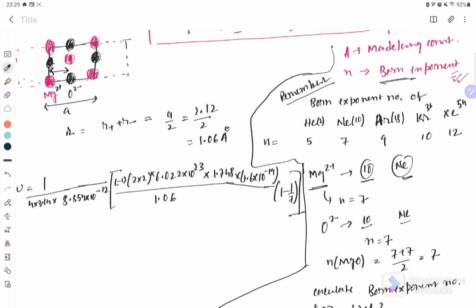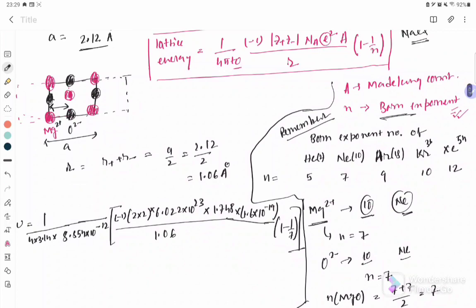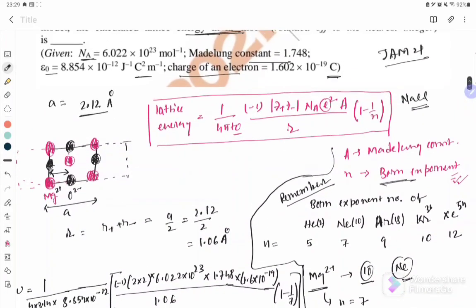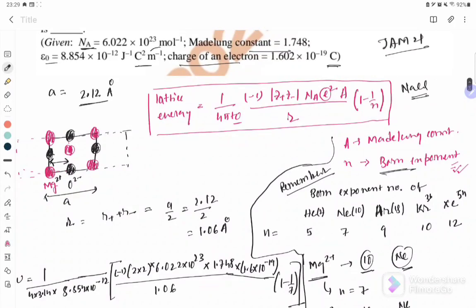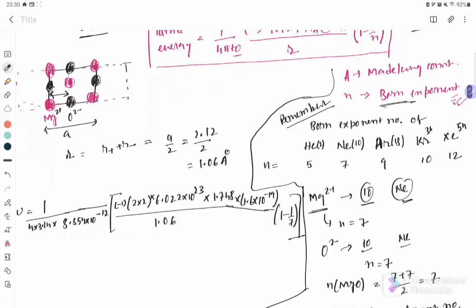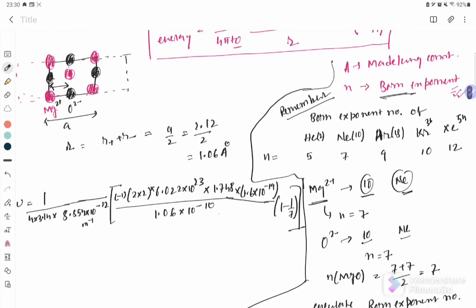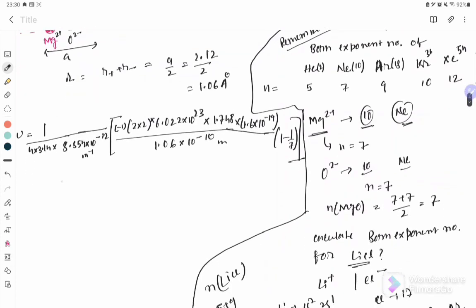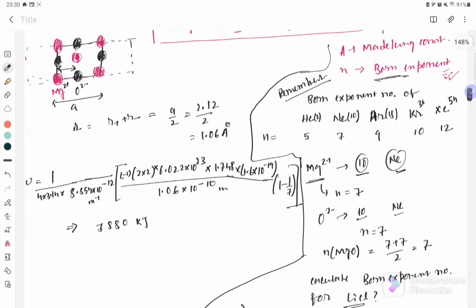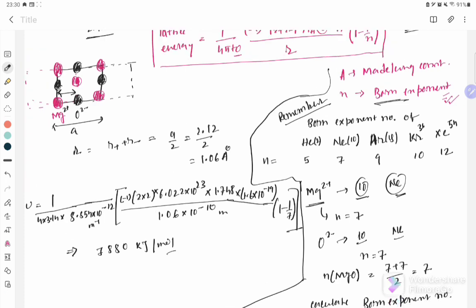I don't know if you can see it or not, but you just have to put everything in the equation and be careful about it, because epsilon 0 is per meter, so we have to convert to meter. An angstrom is 10 to the minus 10 meter. If you calculate this, you will get something like 7880 kilojoule per mole. This is your answer.